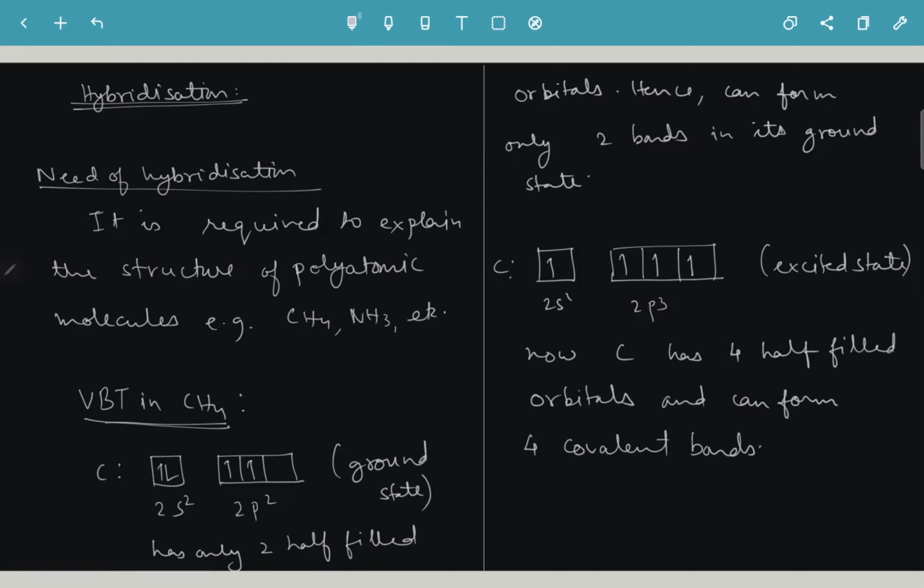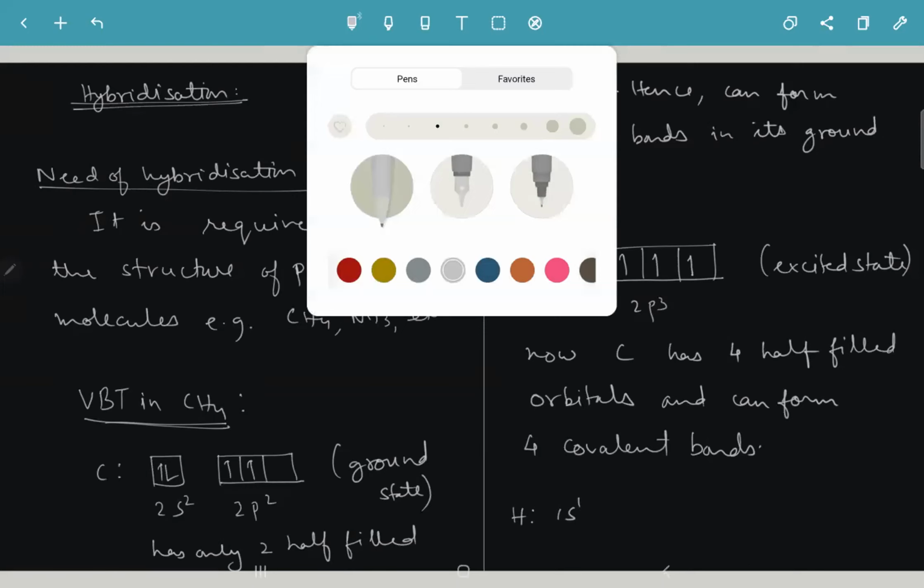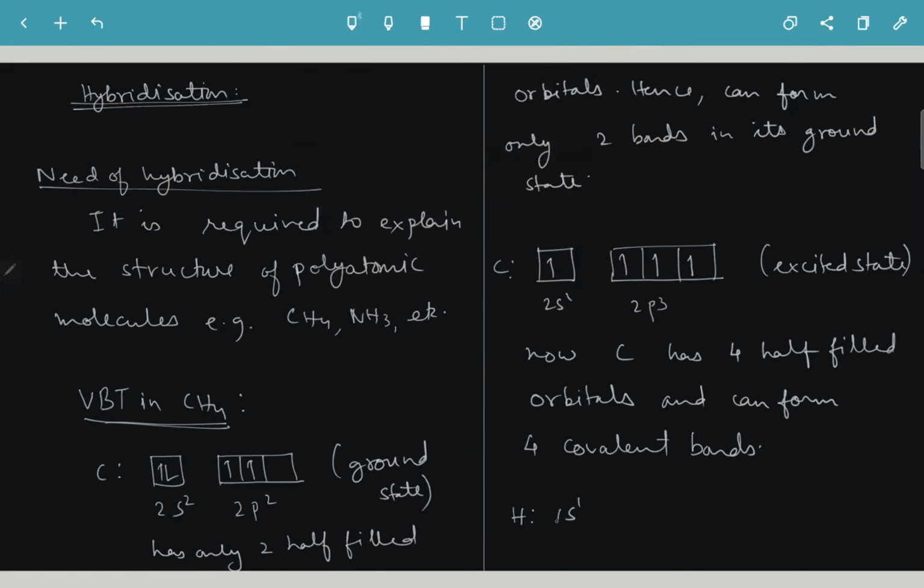Think of the hydrogen atom. All hydrogen atoms have 1s1 configuration. So all the four hydrogen atoms have one half-filled orbital.